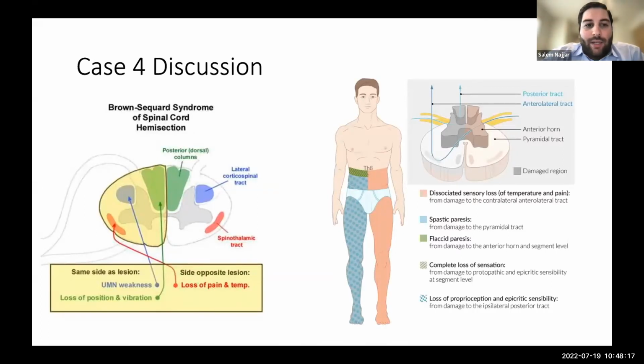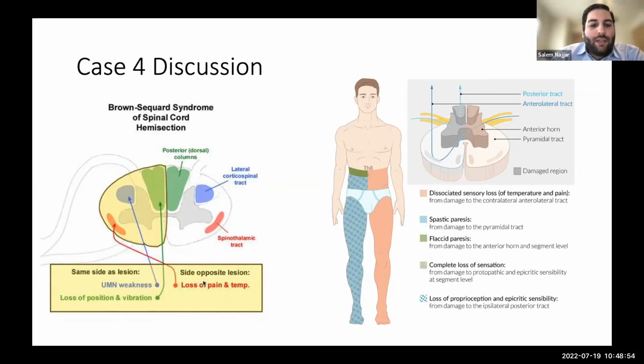This is an issue that happens when there's a hemisection of the spinal cord, right? You can see here in yellow, this is the issue with the hemisection. There are ipsilateral and contralateral features to this that we saw in the clinical presentation in the neurological exam on the previous slide. You can see on the same side of the lesion, so ipsilateral, there's upper motor neuron weakness, so you're going to see hyperreflexia, you're going to see spasticity, and just weakness in general. You're going to also lose your position and vibrational sense.